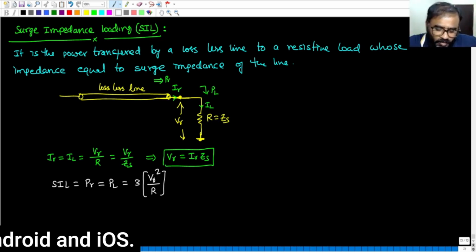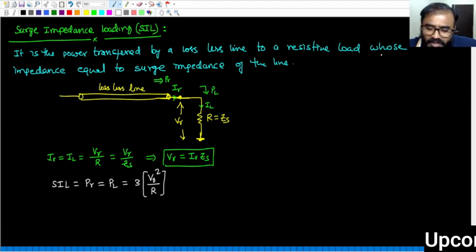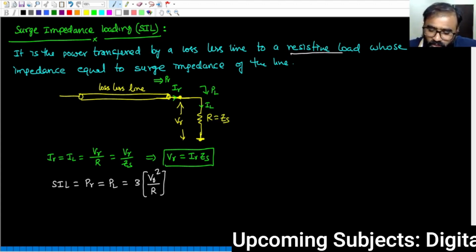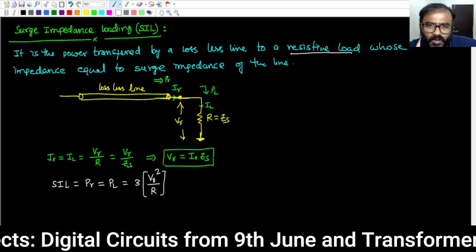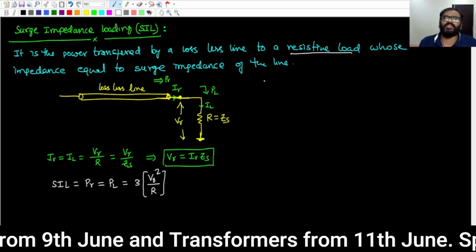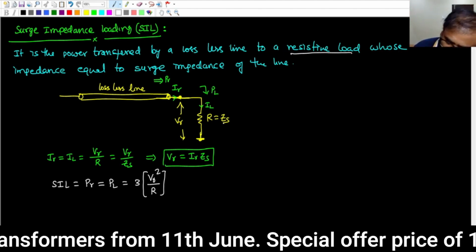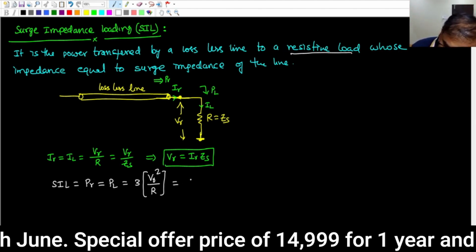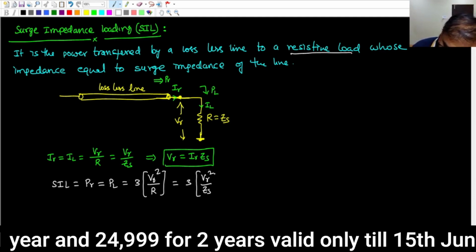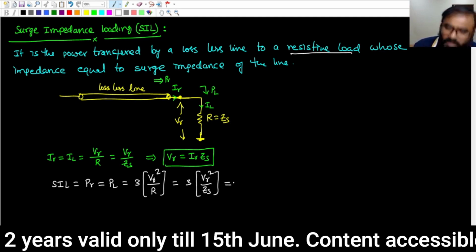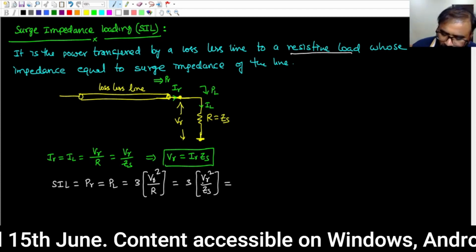Again I am defining, just check. Surge impedance loading means it is the power transferred by a lossless line to a resistive load whose resistance is equal to the surge impedance of the line. And surge impedance is also resistive. That's why matching is done. Now you can also say this is 3 into VR square by ZS, because R equals ZS. Clear?